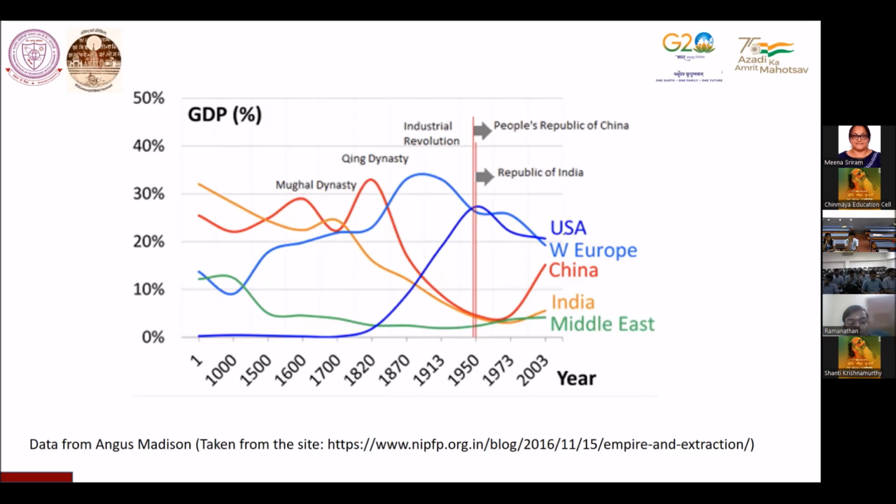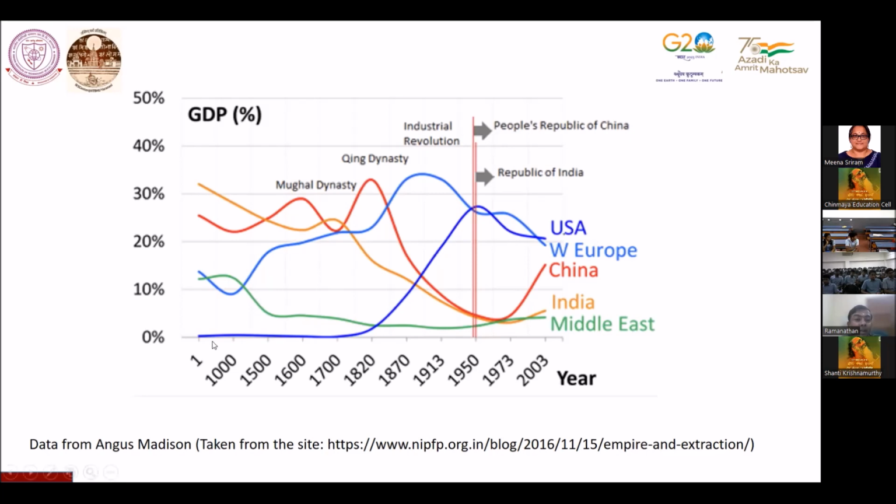But Angus Maddison was asked to calculate the world GDP for the last 2000 years, and this is what he had come out with. So I want you to pay particular attention to the orange curve, which belongs to India. Now, if you see, almost until 1600 or so, at least till 1500, India was leading the world GDP. Almost 30% of the world GDP was contributed by India.